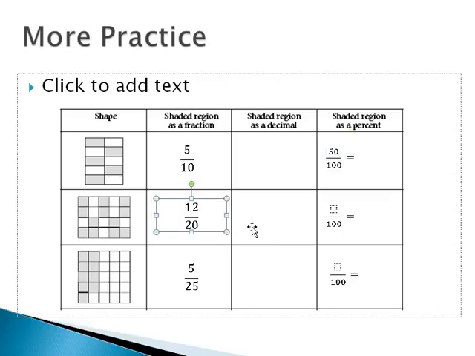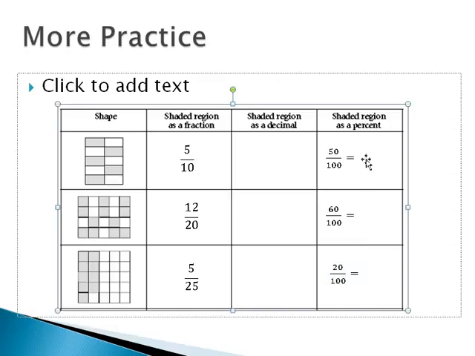Okay, let's look at this example. 12 twentieths. If I turn that into hundredths, 20 times what is 100? It's 20 times 5. So if I do the same thing in the numerator, I'll get 60. And 5 25ths, how many hundredths is that? 25 times 4 is 100. And if you multiply the 5 times 4, you'll get 20.